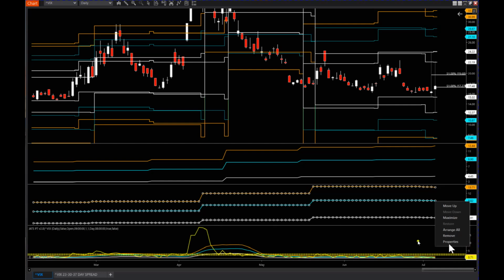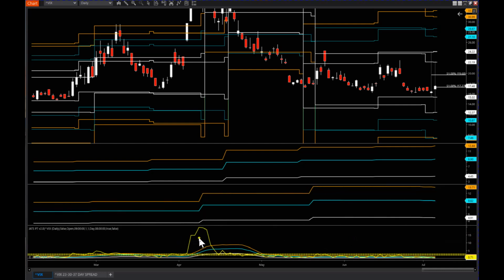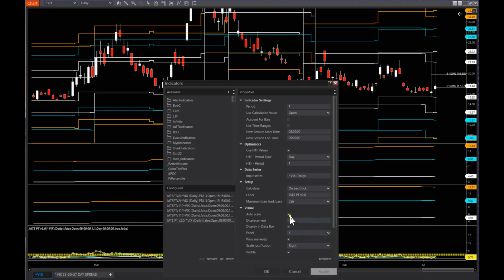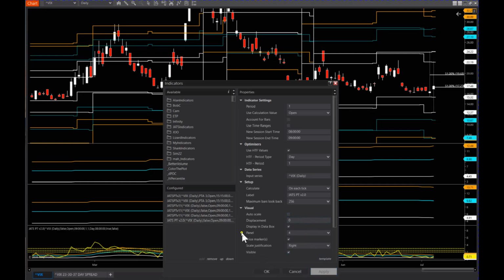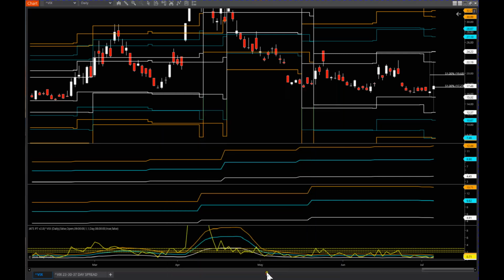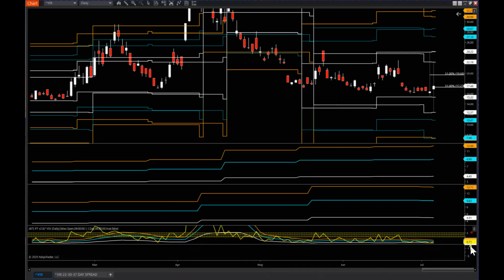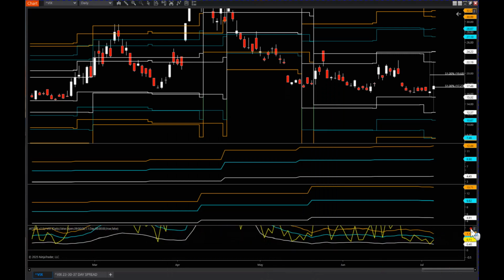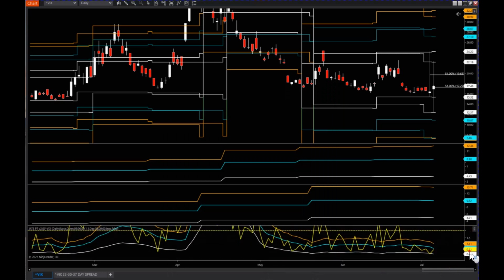Let me take this scaling thing off. Hang on one second. This is what's messing us up. The platform will allow you to auto scale it, and that squishes your chart. So I need to take that off. Okay. 111. Okay.